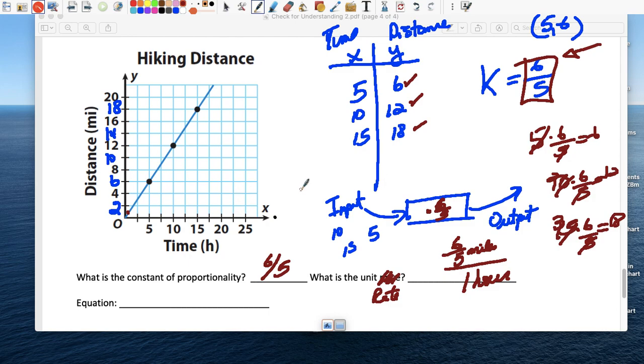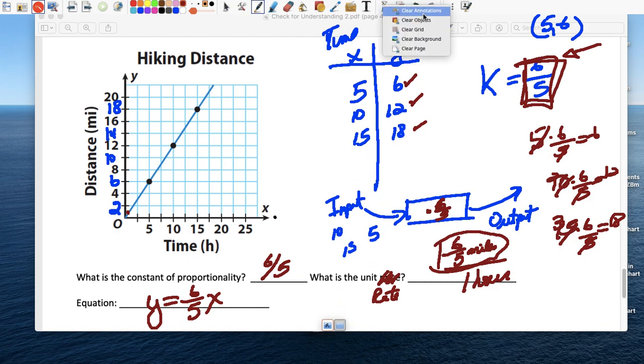Can we get the equation? Again, knowing the constant of proportionality, you know the unit rate, and if it's proportional, now you know the equation. Every hour, this person hikes 6/5 of a mile. Okay? All right, so go over your notes for Monday's quiz.